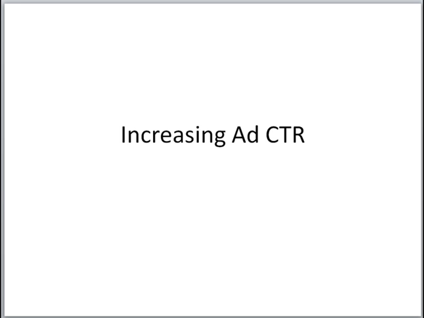I'm going to be talking a little about the Facebook ad system and how you can increase your ad CTR. And what ad CTR is: your ad click-through ratio, so the percentage of how many clicks you are getting versus how many impressions.